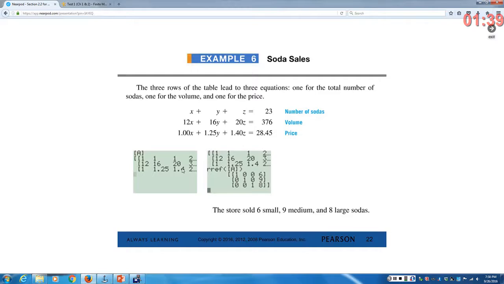So how many of each kind of soda did they sell? 6, 9, 8. Okay. Good deal.